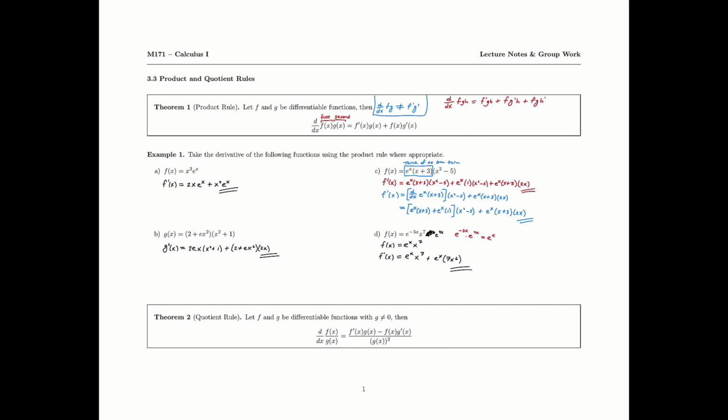Like with the product rule, I use the terms first and second. For the quotient rule, I use the language top and bottom a lot. So we have the derivative of the top times the bottom left alone minus the top left alone times derivative of the bottom, all over the bottom squared. So let's go ahead and give that a try with some examples here.